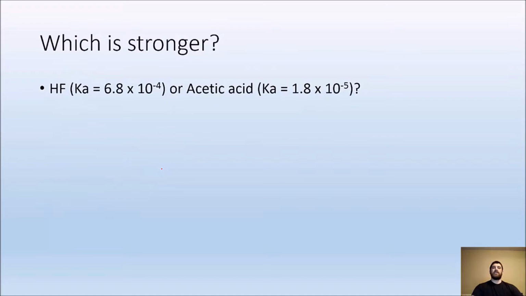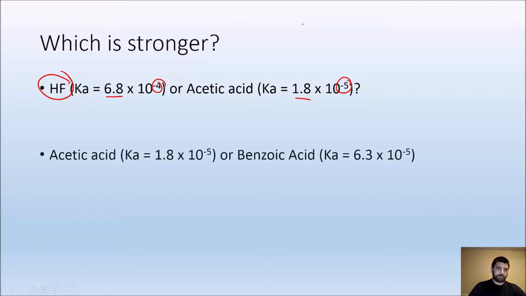So which is stronger, HF or acetic acid? Well, HF has a Ka of 6.8 times 10 to the minus 4, and acetic acid has a Ka of 1.8 times 10 to the minus 5. So the stronger acid is going to be HF because it has the bigger Ka. Notice here, I didn't even pay attention to the digits in front. I didn't even look at those because I didn't need to.